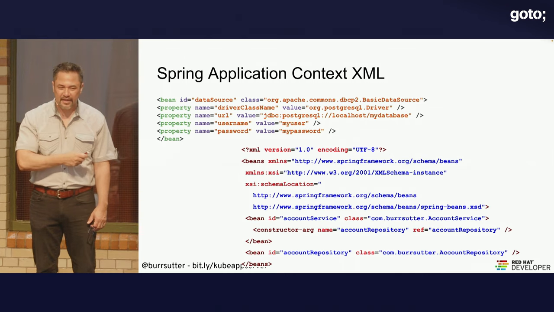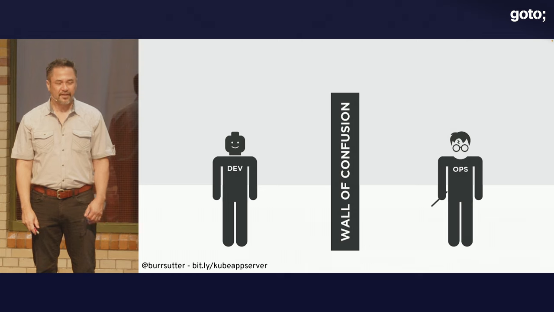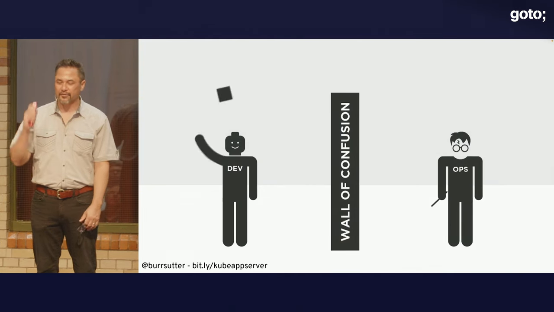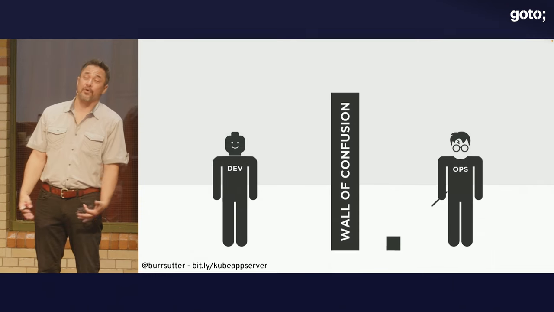Because the point of the XML was we wanted to separate concerns, right? We have the developer who thinks they can throw it over the wall to the operations team, and the operations team has to deal with it.